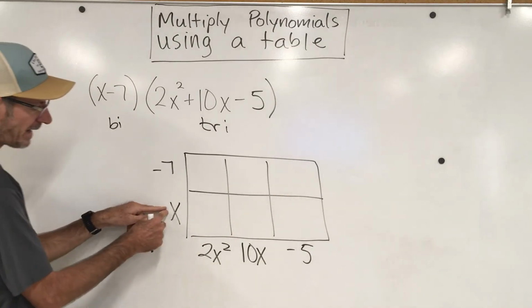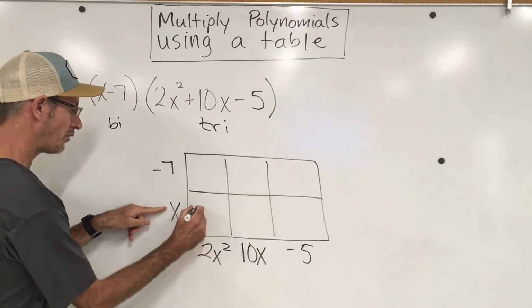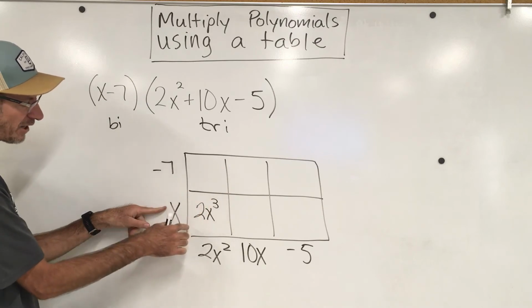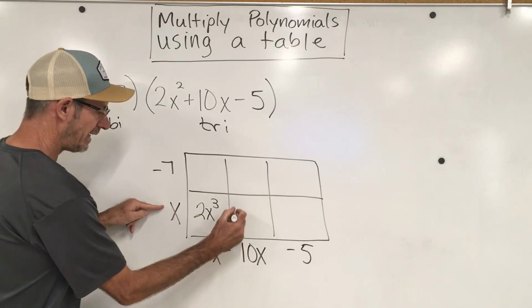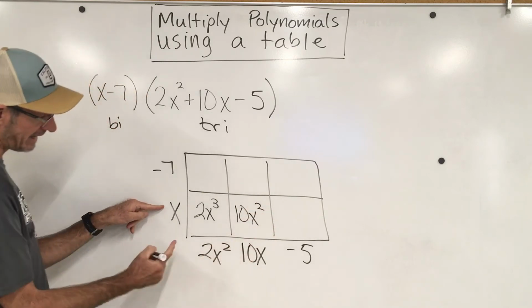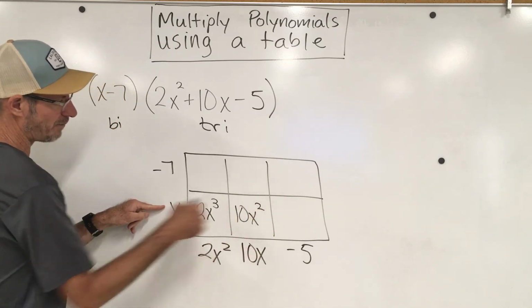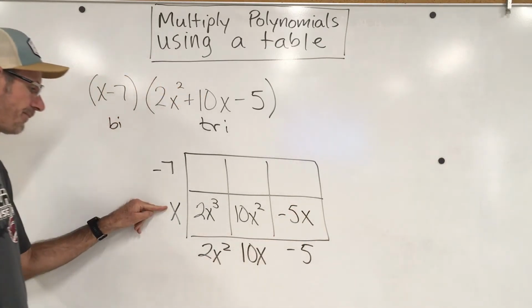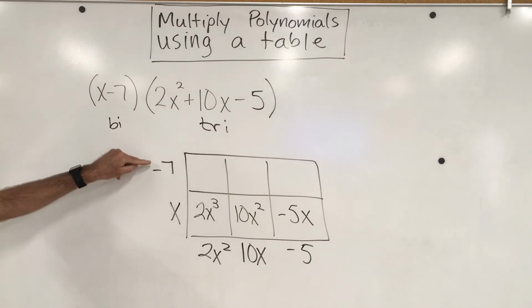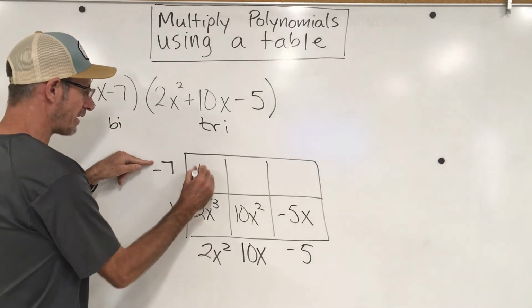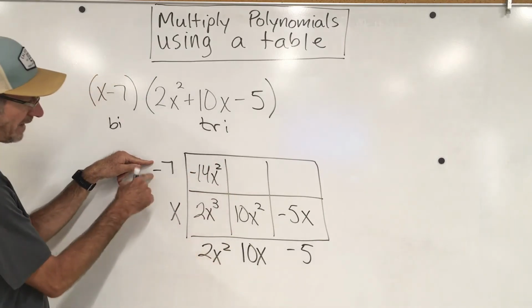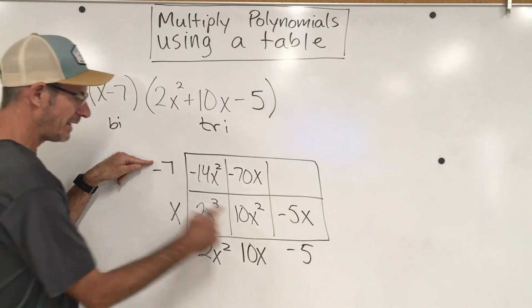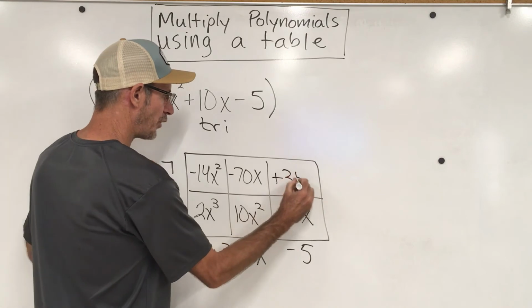So I start out, x times 2x squared is 2x to the third. Make sure you know where that third is coming from. We're adding the exponents. X times 10x is 10x squared. Again, x to the first, we add them and we get x to the second. X times negative 5 is negative 5x. Now for the top row, negative 7 times 2x squared is negative 14x squared. Negative 7 times 10x is negative 70x. And negative 7 times negative 5 is positive 35.